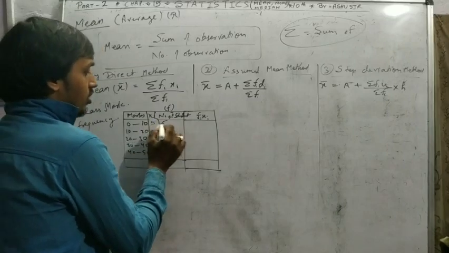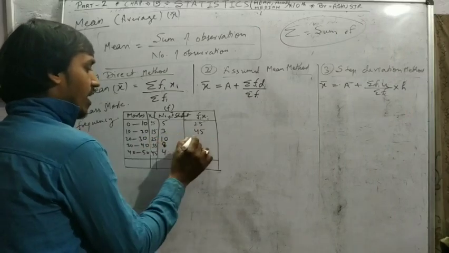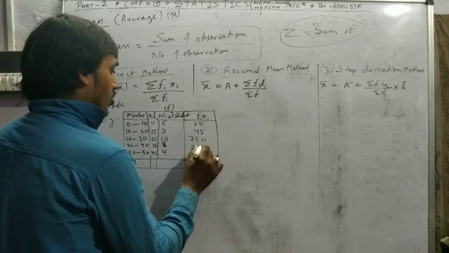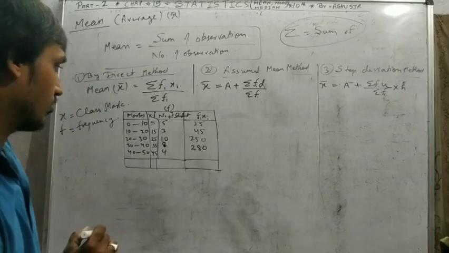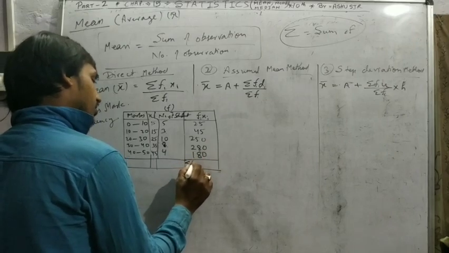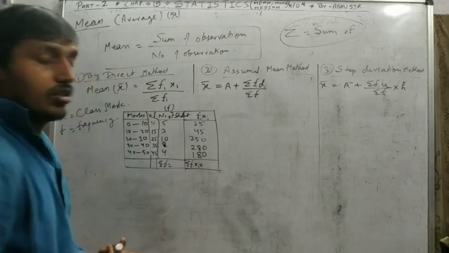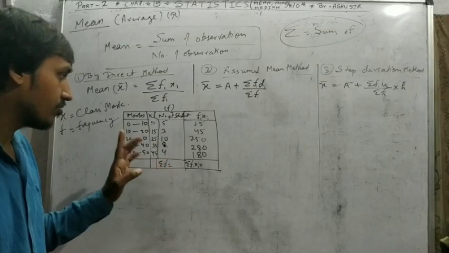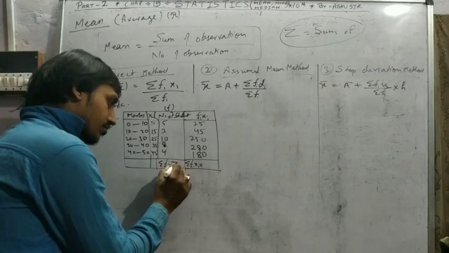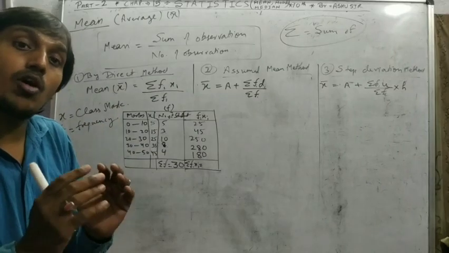Then f into x: 5 times 5 is 25, 3 times 15 is 45, 10 times 25 is 250, 8 times 35 is 280, and 4 times 45 is 180. We also want the sum of all f: 5 plus 3 is 8, plus 10 is 18, plus 8 is 26, plus 4 is 30. Because we want summation of f, the sum of all frequencies.